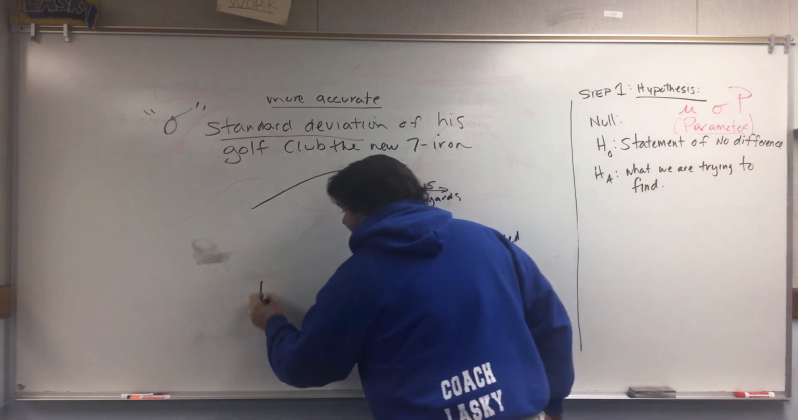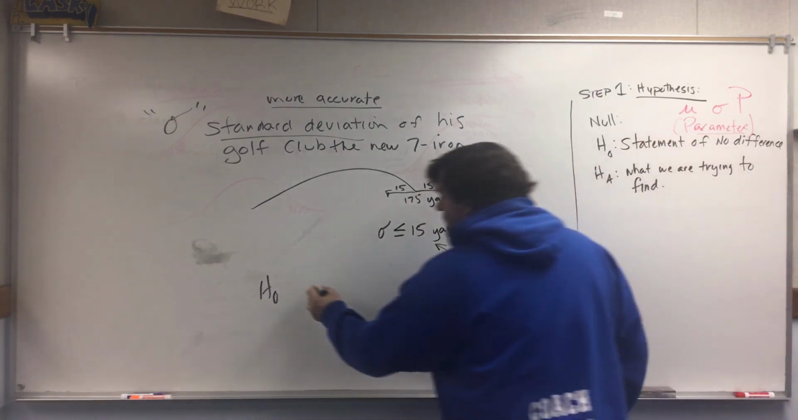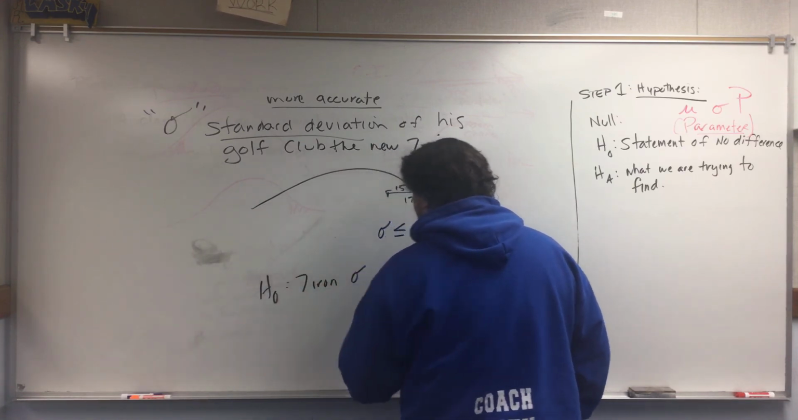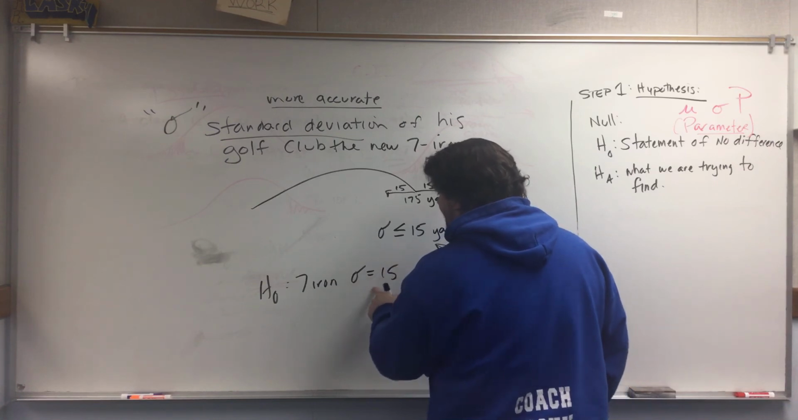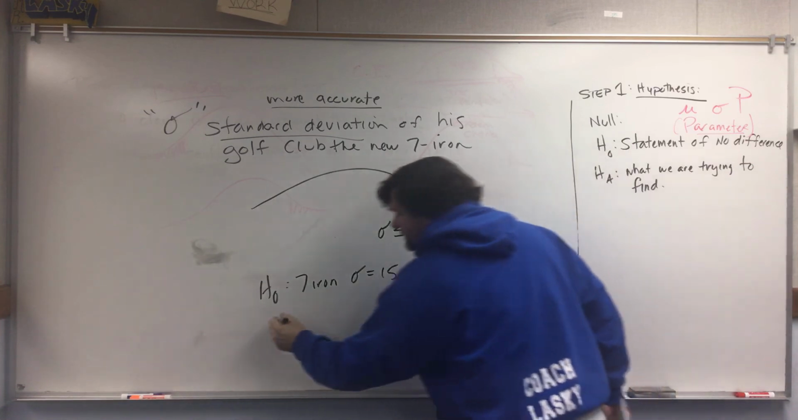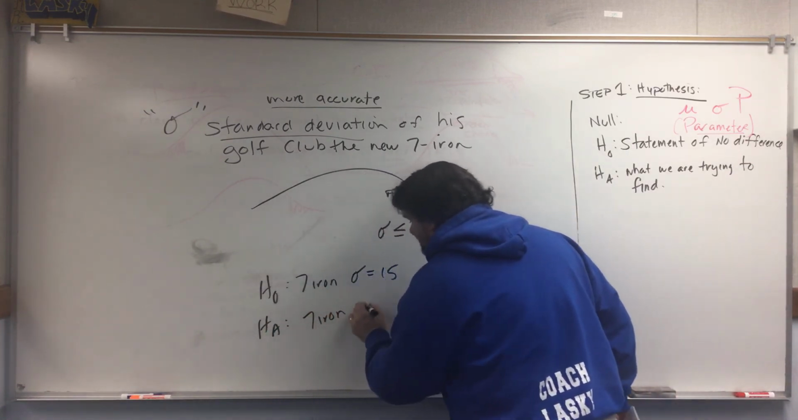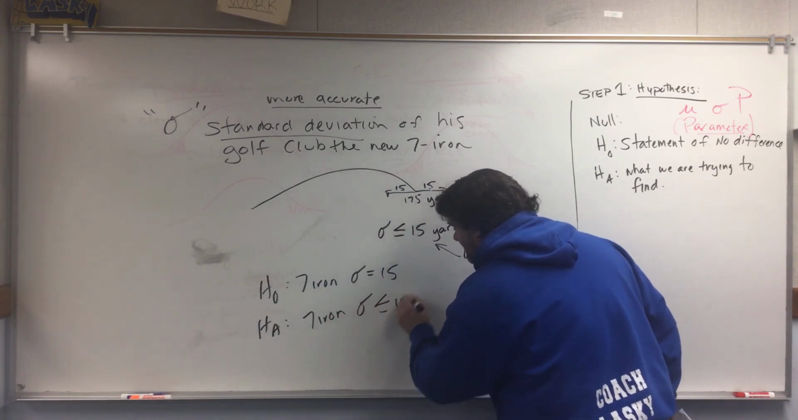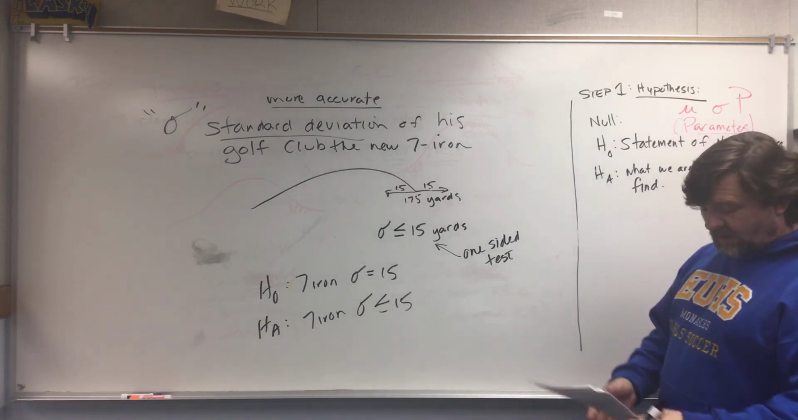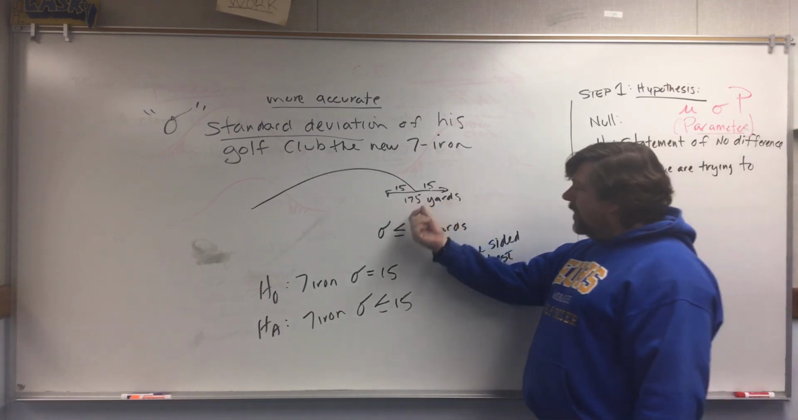Secondly, our null hypothesis, which is H naught: the 7-iron sigma will be equal to 15. It's a statement of no difference. It is no different than the original 15. What's our alternate hypothesis? The 7-iron standard deviation will be less than 15. There's a basic null hypothesis and a basic alternate hypothesis, because he wants to be more consistent, so he wants it to be smaller than 15.